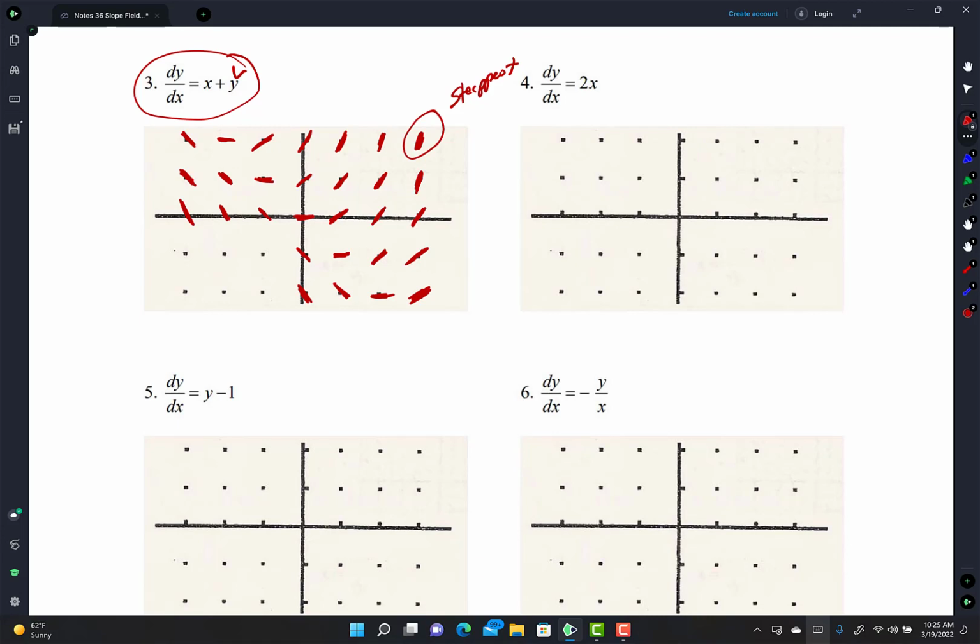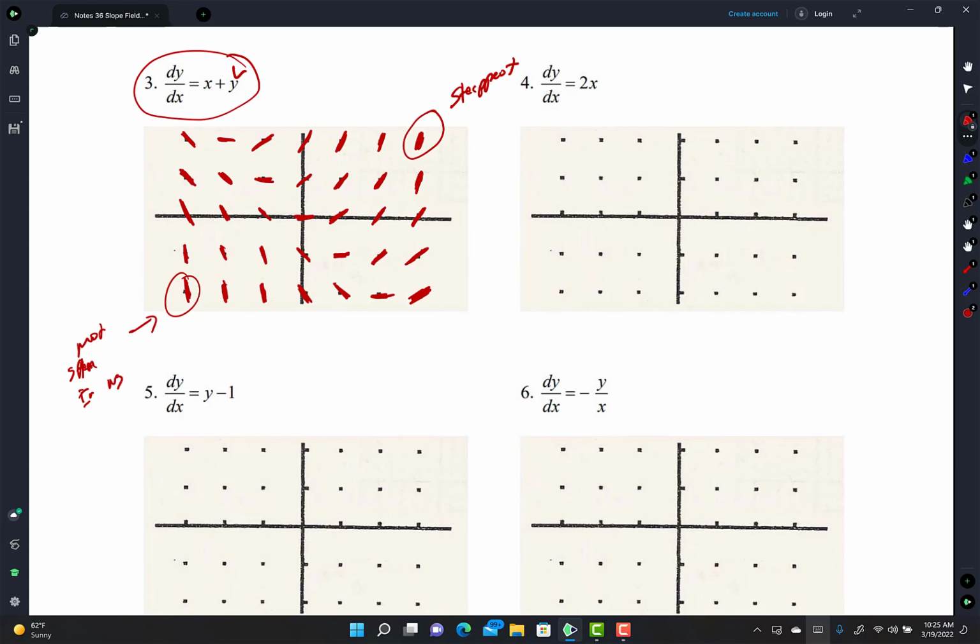Let's see. Negative 1, negative 1. That's negative 2. And then negative 3 if I go down another. So now negative 2, negative 1. That's negative 3. And then negative 4. So steeper. And then negative 3, negative 1. That's negative 4, negative 5. So this is the steepest in the negative. And there it is. That's how it looks.